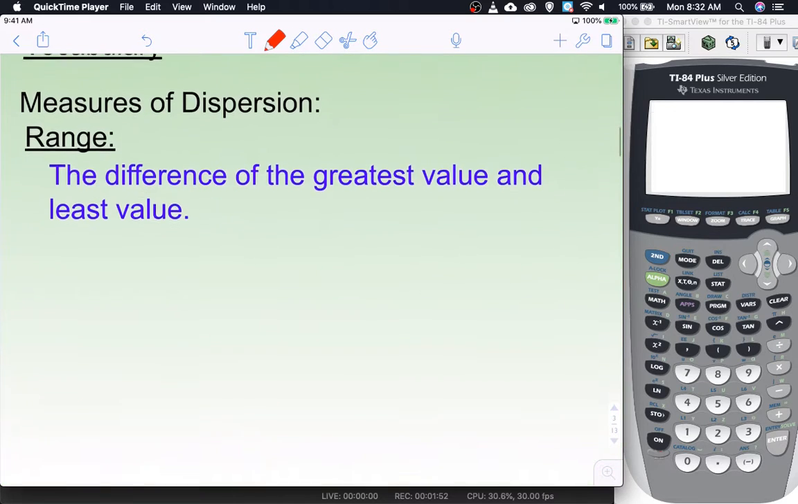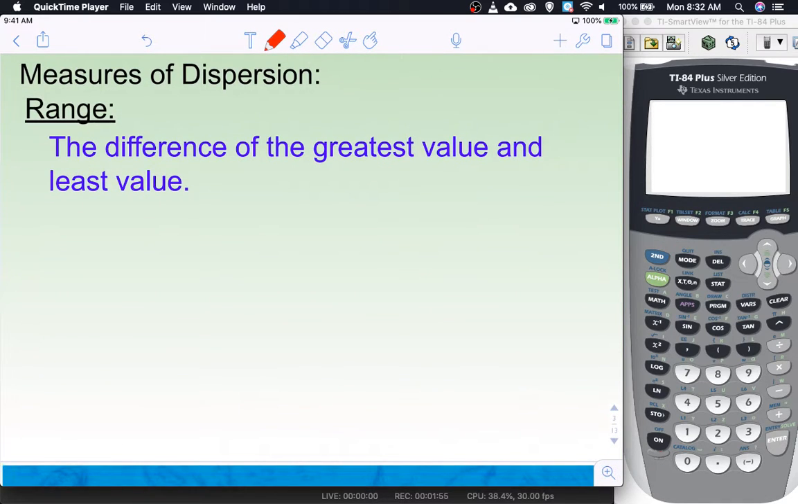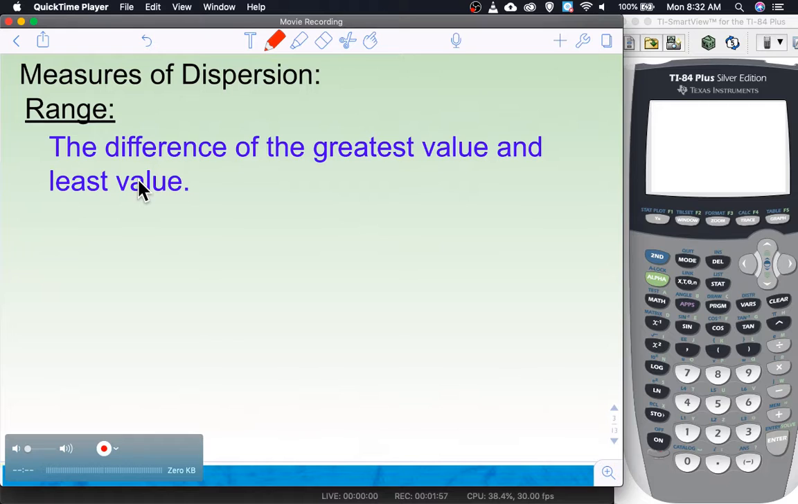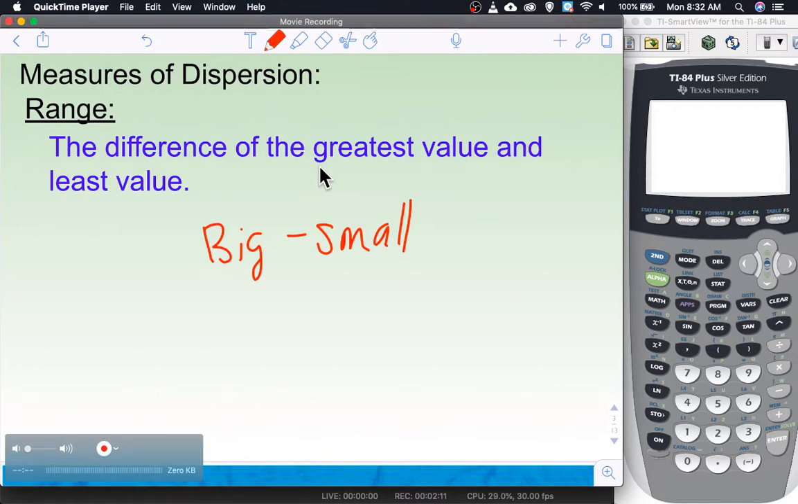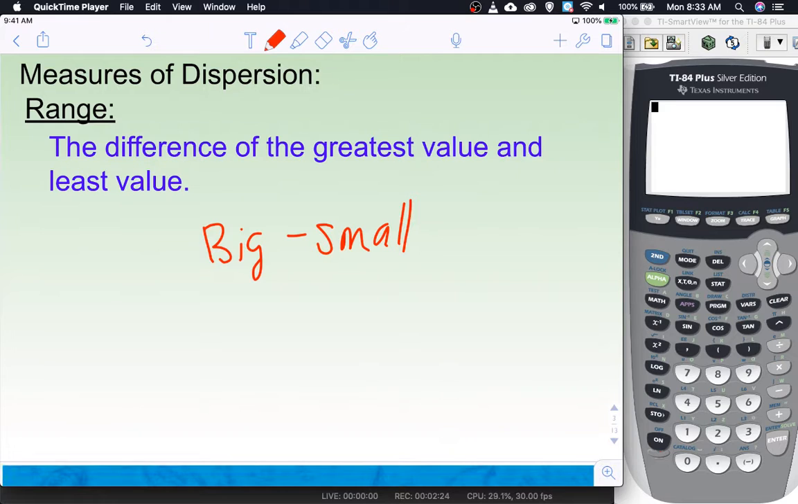Measures of dispersion. In this lesson, we're talking about range. That's the difference of the greatest value and the least value. I always think of it as big minus small: the biggest number minus the smallest number. Over the course of the next few lessons, we're going to talk about other measures of dispersion, things like stem and leaf plots and box and whisker plots. In this lesson, that's how we're measuring the dispersion, the spread of the numbers.